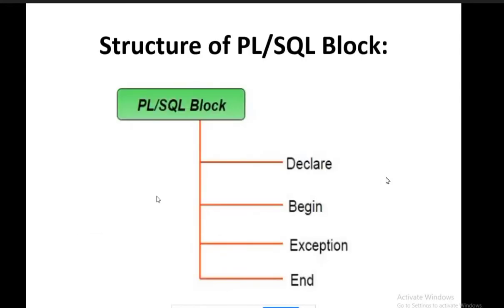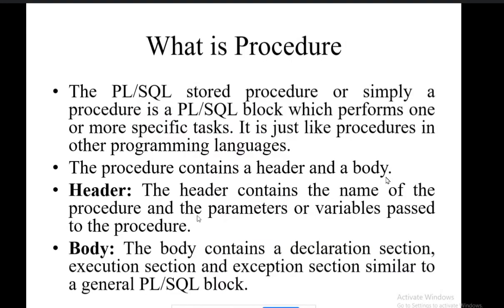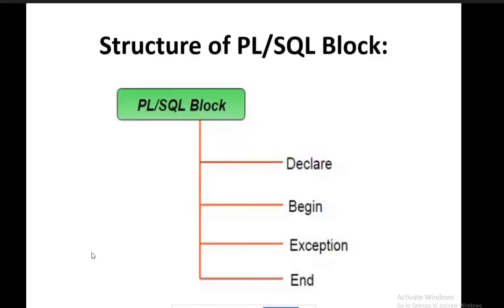The header contains the name of the procedure and the parameters or variables that are passed to the procedure. Then we have the second part, which we call the body. The body contains the declaration section, execution section, and exception section, similar to a general PLSQL block. Now we are going to see one example of how exactly a procedure will get created and how exactly it will get executed.